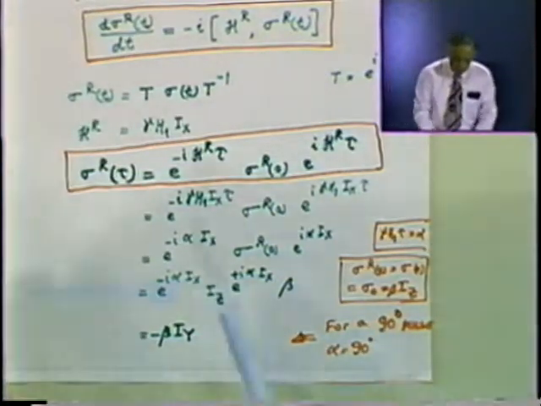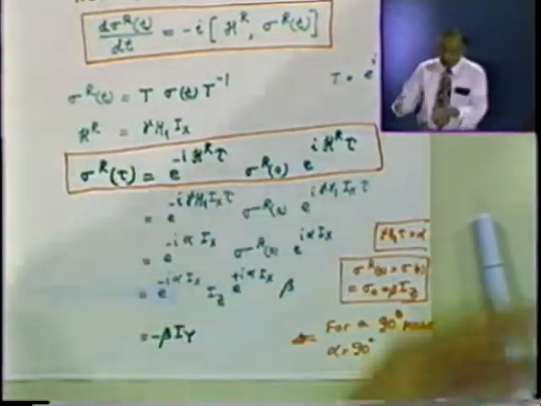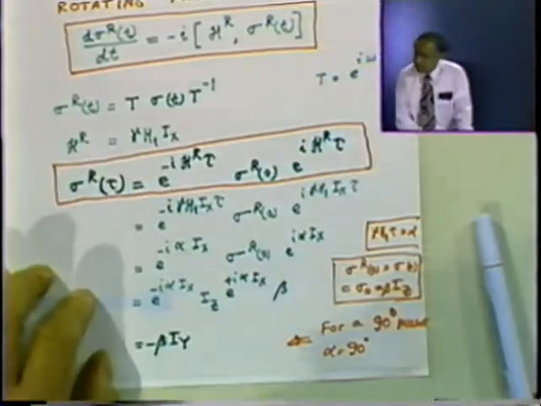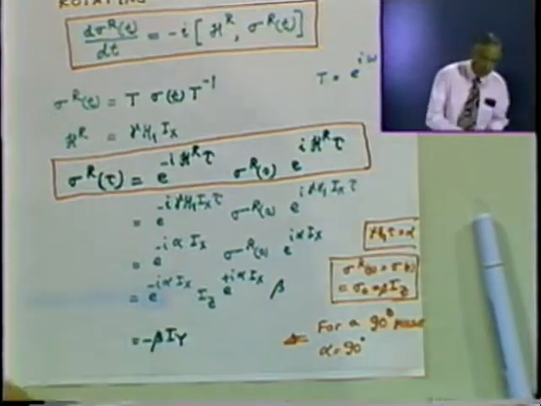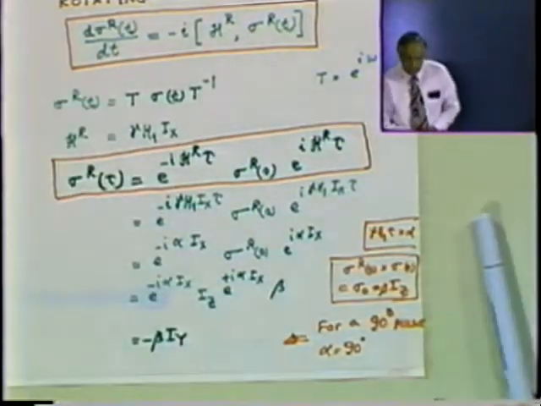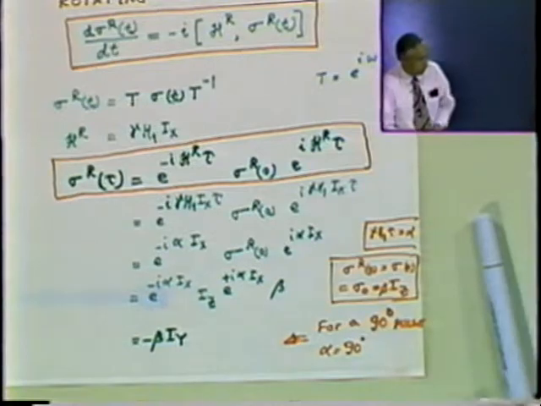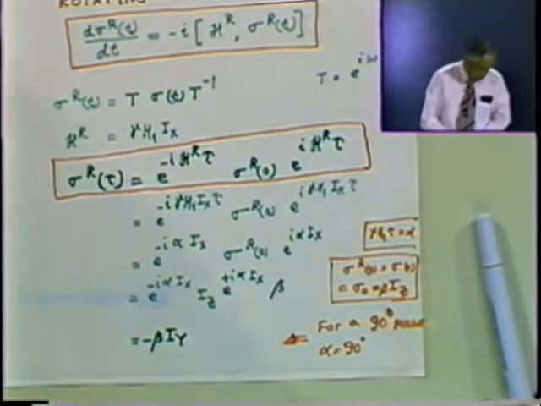Okay, so we could have written this just by looking at it: if I have a 90-degree pulse, Iz will go to minus Iy. In a very complicated way, we have got that answer. But we now know how to handle this equation of motion of the density matrix and how to calculate the time evolution of the density matrix.